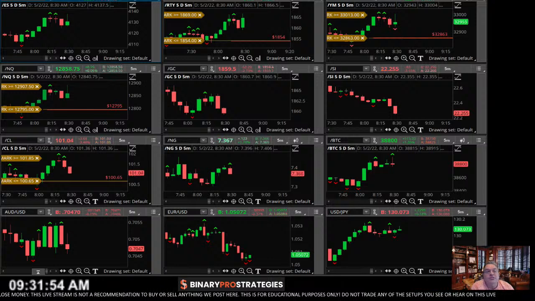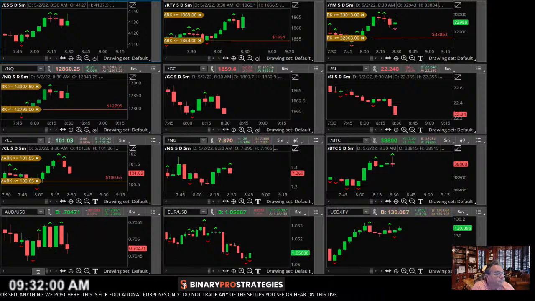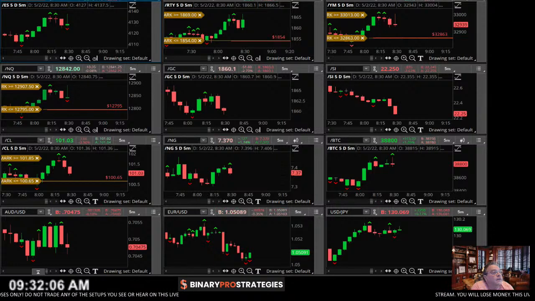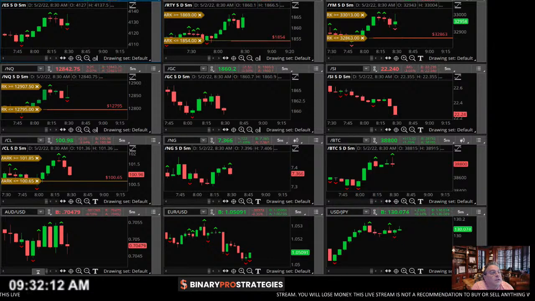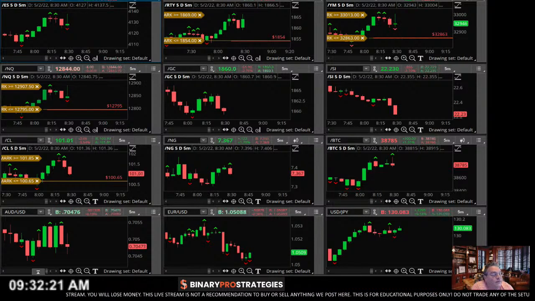All right, that was a nice trade on that US yen that did expire in our favor. Still watching our targets on RTY, which is your mini Russell. Target on the mini Dow, and watching for a target on the mini NASDAQ, which is your NQ. Crude is still long. Looking for a target on crude at 101.85.